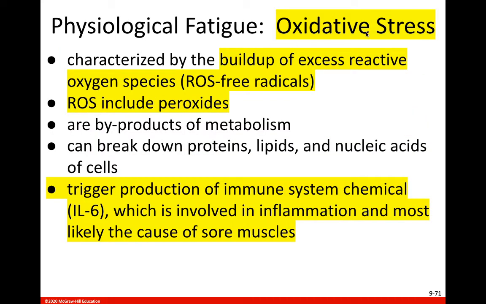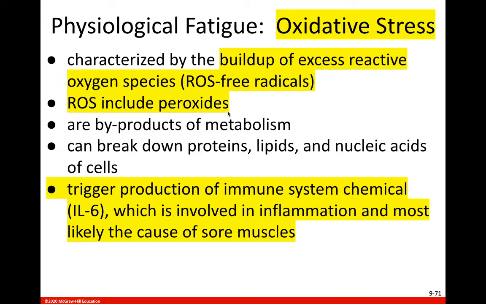The oxidative stress that we mentioned earlier is due to the buildup of excessive reactive oxygen species, which we're going to abbreviate ROS. These are also known as free radicals. These include things like peroxides. These things are not only produced as a result of anaerobic respiration, but they're also just byproducts of metabolism. And this is why we take antioxidants or eat foods that are high in antioxidants, because antioxidants actually help to neutralize these free radicals, these reactive oxygen species like peroxide that can do damage to our cells, including damage to our muscle fibers.